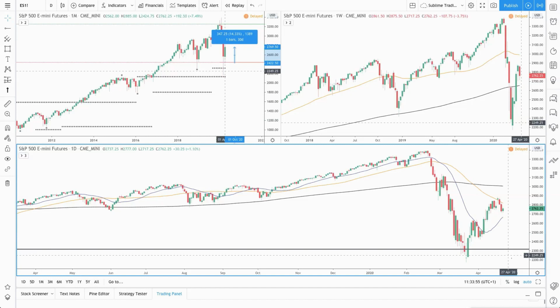So for now, guys, really standing aside. We continue to stand aside until we get a clear trend direction.